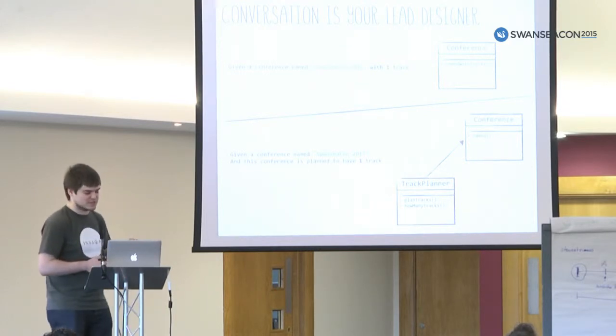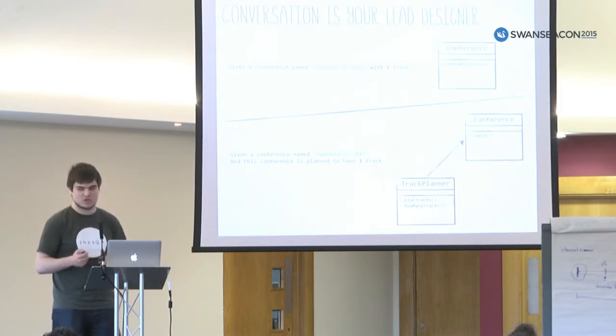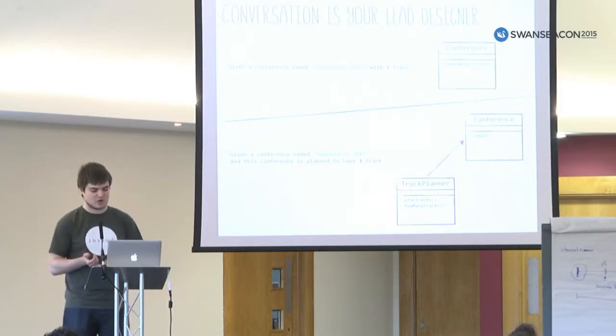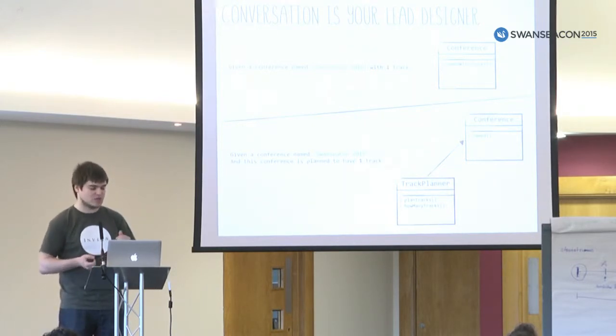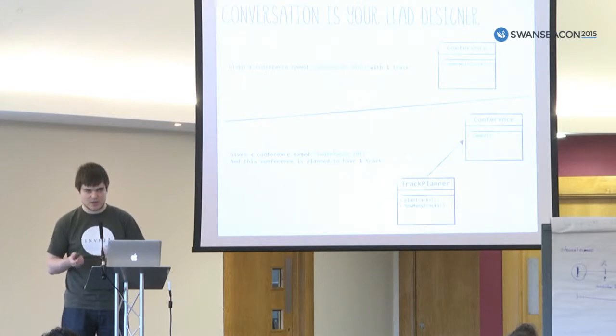So in our case, the conference organizer said, given a conference named SwanseaCon with one track. That led us to create a conference with a named constructor, named with tracks. Now, if instead the business had said, given a conference named SwanseaCon 2015, and this conference is planned to have one track, that would have led us to create two different objects, conference and track planner. Track planner would be responsible to plan the amount of tracks for a particular conference, and conference wouldn't know about tracks.